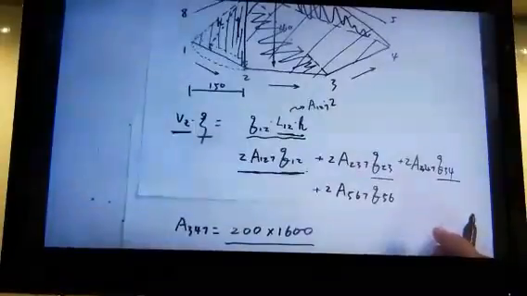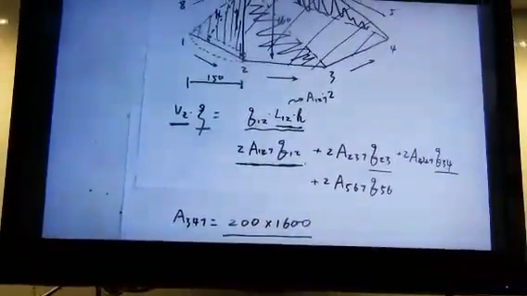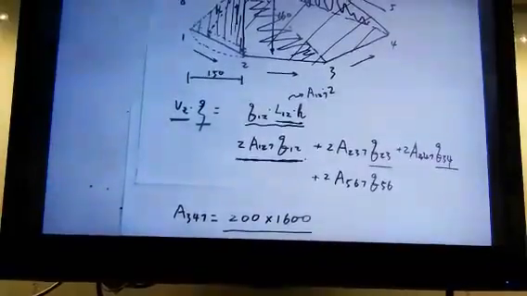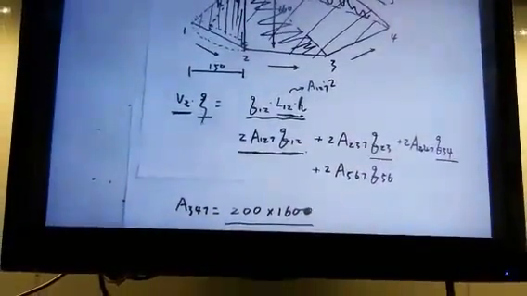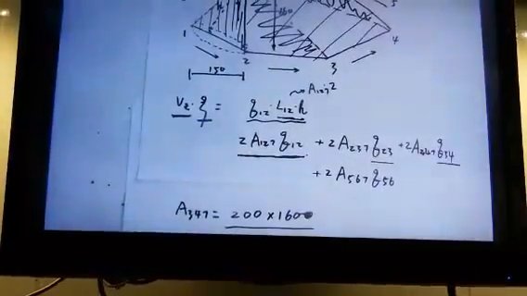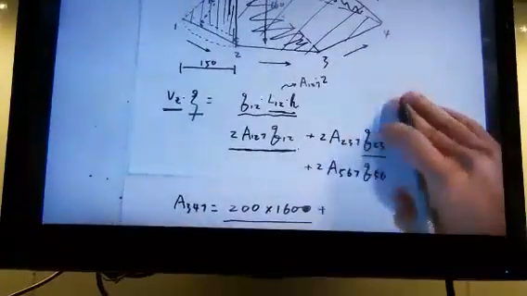The height of the triangle is from 3 to 6. It's 160. This is just rectangular.